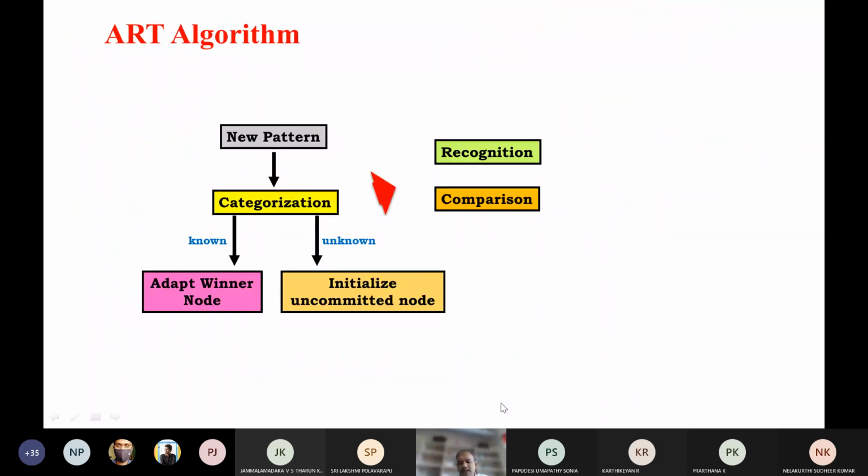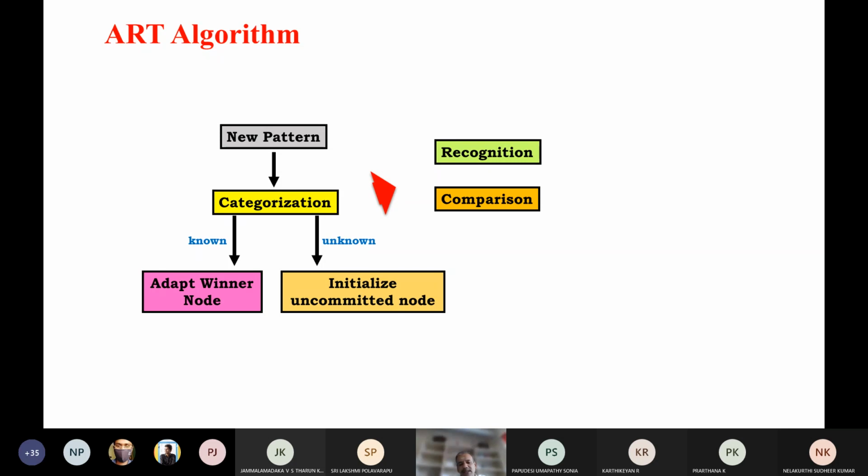So the ART algorithm. Whenever I try to introduce a new pattern, that is nothing but the new input, it tries to categorize that new pattern, whether it is a known pattern or an unknown pattern. If it is a known pattern, it adapts to the winner node, that is, it maps it to the exact cluster.